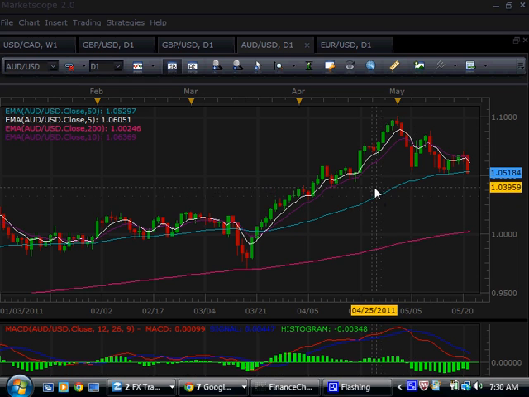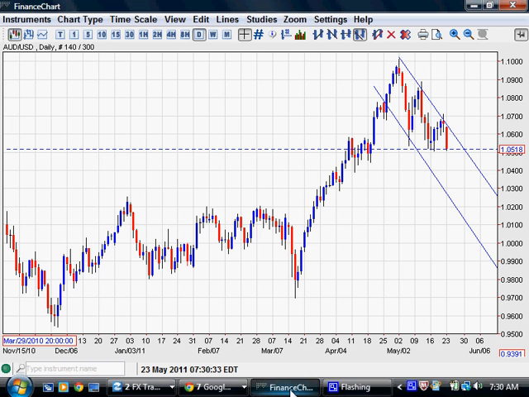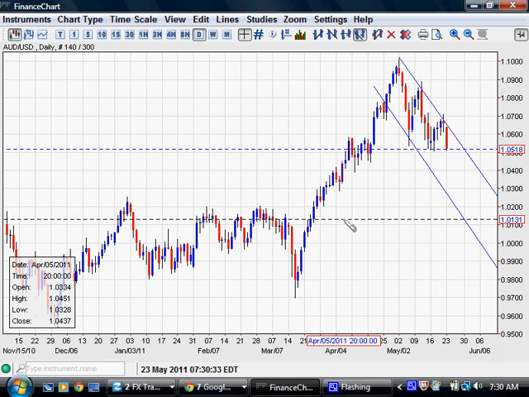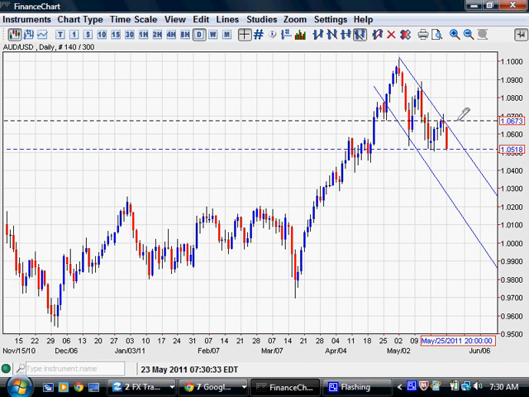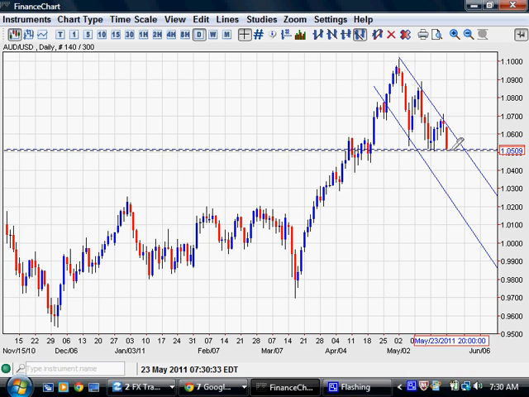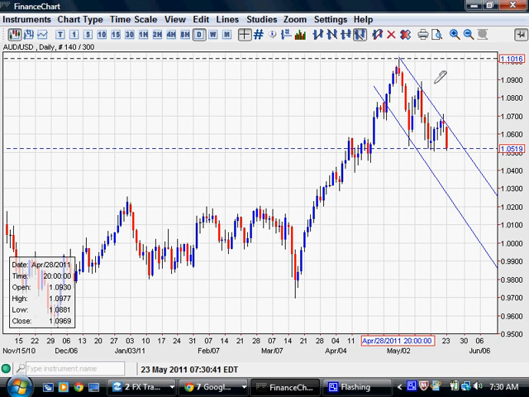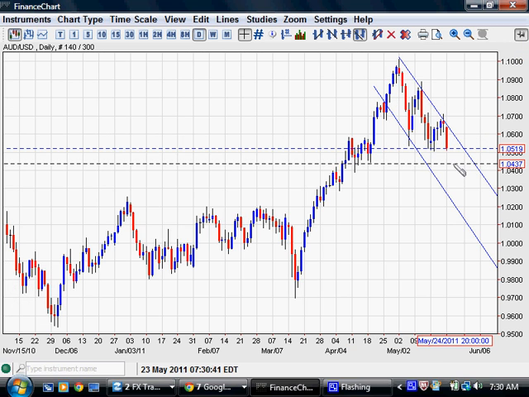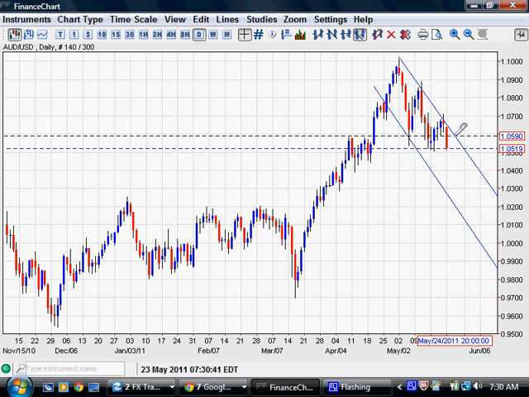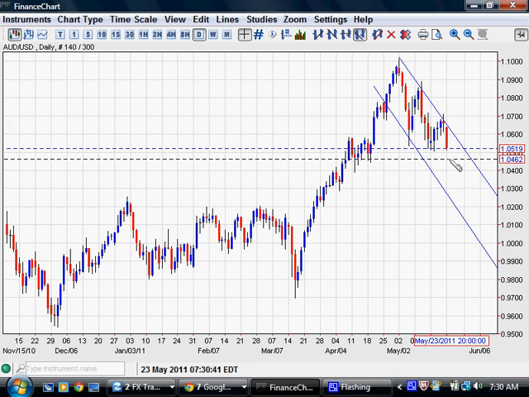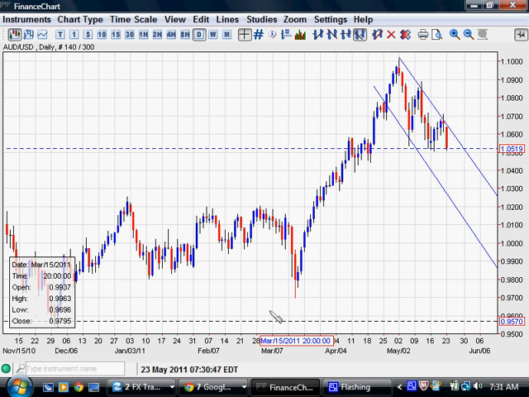It looks like this is also the neckline of what could be a head and shoulders pattern for the Australian dollar. We also see that it's formed a big downward channel, which really started around the top at 1.10. So I'd prefer to see maybe a move up to around 105.90, 106 before shorting again. But this really doesn't look like a very bullish pattern for this week.